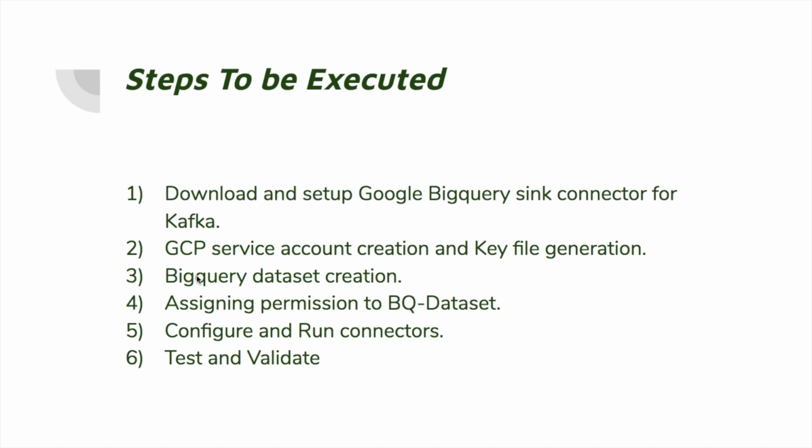And then we will create one BigQuery dataset, and in point 4 we will assign permission to this BigQuery dataset so that the Kafka Connect application can connect to this dataset for writing the events. And in point 5 we will configure our connector and try to run it, and finally we will just test and validate our data. Okay, so let's get started.